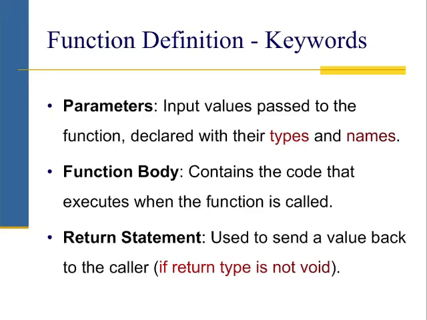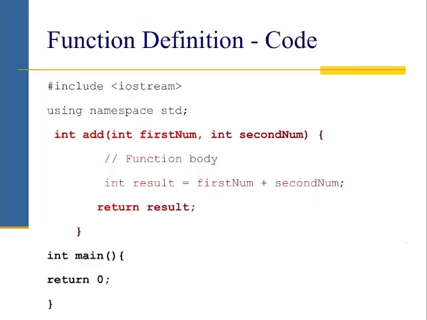And a return statement is used to send back a value to the caller. So if the return type is not void, it will return it back to you. So let's say you specified it as int, it should return back the integer value for you. That's why the return statement is there. And so here I'm looking at a simple function with the int variable name.